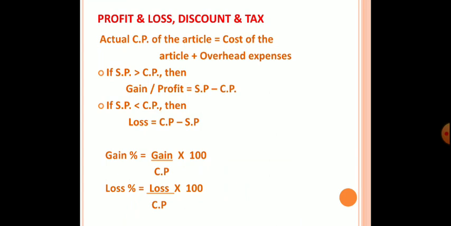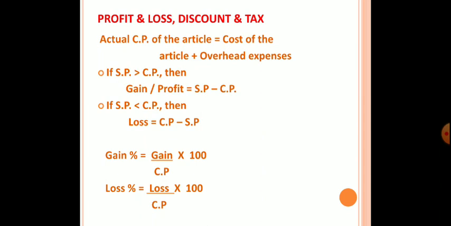Overhead expenses. Something apart from the cost price of the article, when we are spending money on, for example, transportation, labor charges, repair, sales tax, etc. This extra amount which we are paying, apart from paying for the article, is known as overhead expenses. So actual cost price of the article is equal to cost of the article plus overhead expenses.